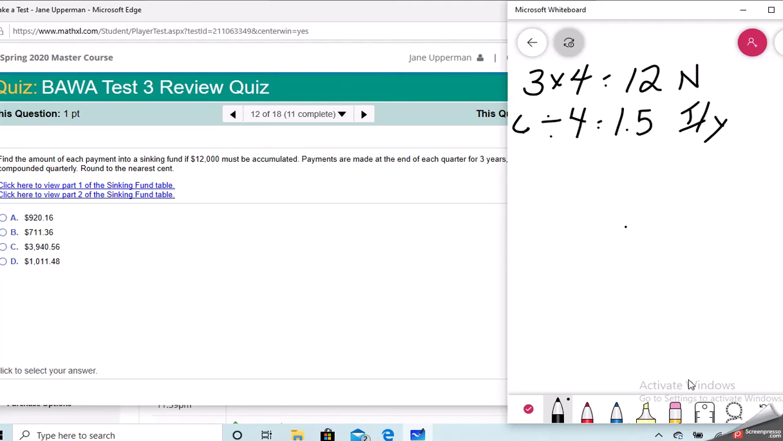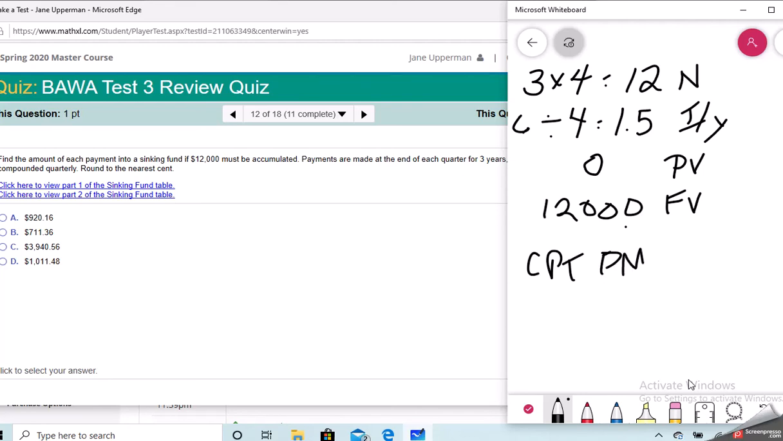The present value is not, there's nothing, we're not starting with anything today, so we can zero that out. We're computing the payment, so we'll come back to that. The $12,000 is the future value. It's what they need to have for whatever they're saving for.